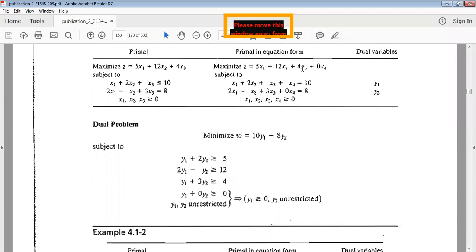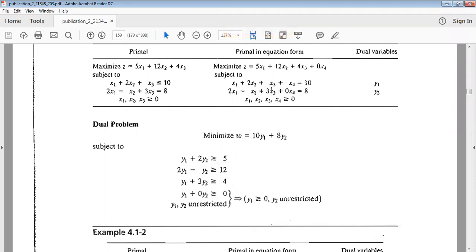And here when you are elaborating in the equation, you are going to get 0x4, and this is x4 plus s1 is equal to 10. And here nothing is required, this is equal to 0. You have to add one more thing and write this particular thing. So like that, this is minimize 10y1 plus 8y2, subject to y1 plus 2y2 greater than 5. Next, 2y1 minus y2 greater than 12.